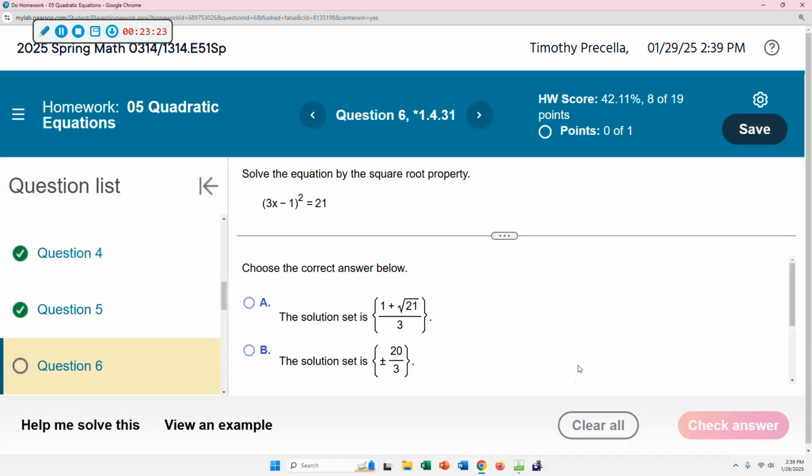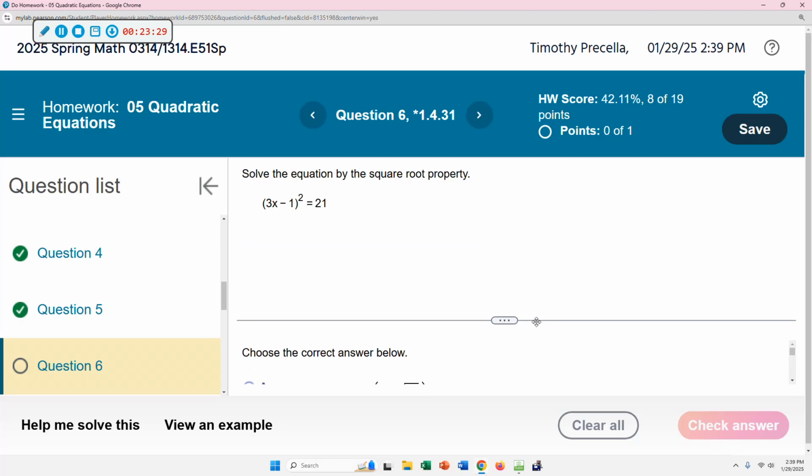Number 6. Oh, it's a multiple choice one. I'll do this. There. 6. I hit all the choices. Good for you. 3x minus 1 quantity squared is equal to 21. They want us to use that square root method again, but this problem looks mighty different from the others.